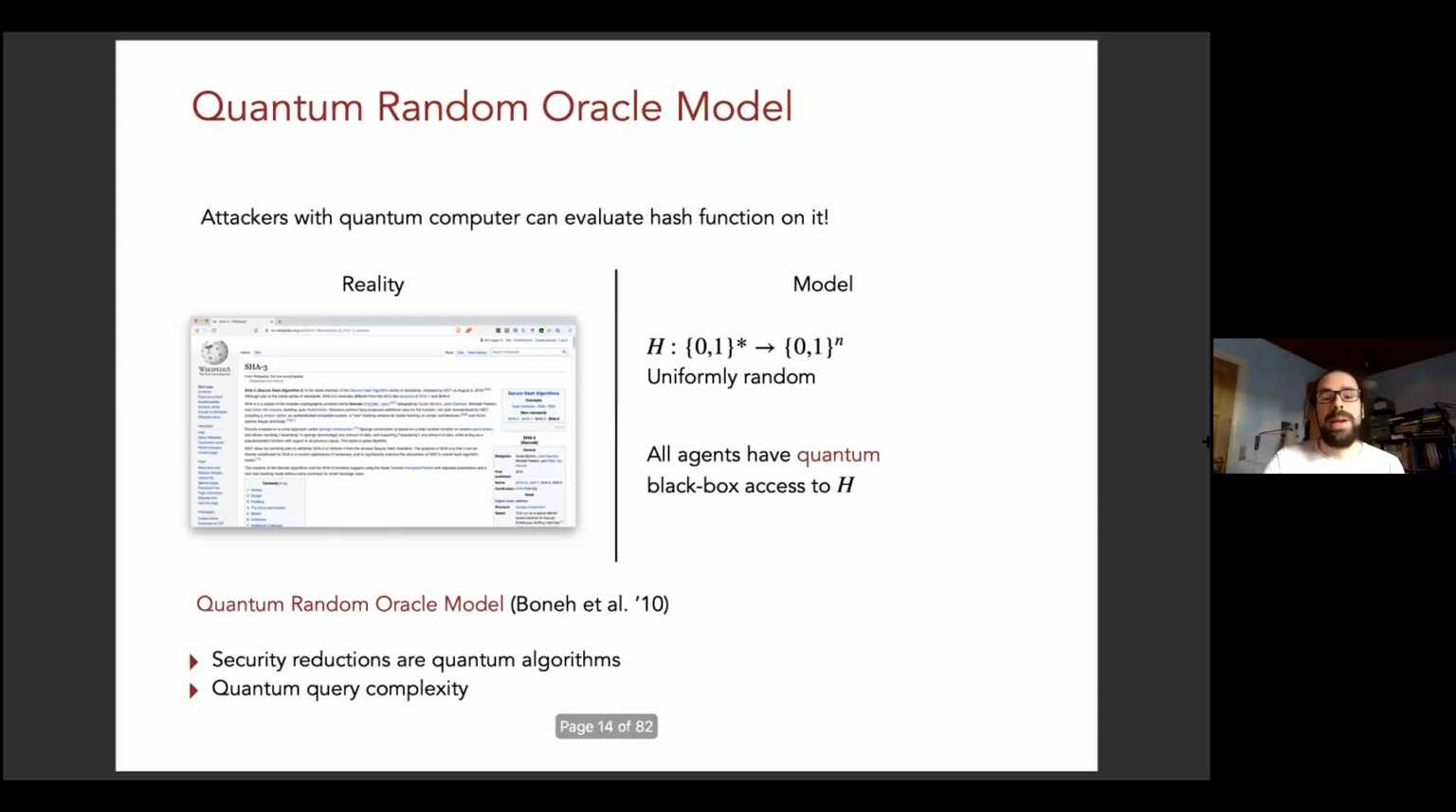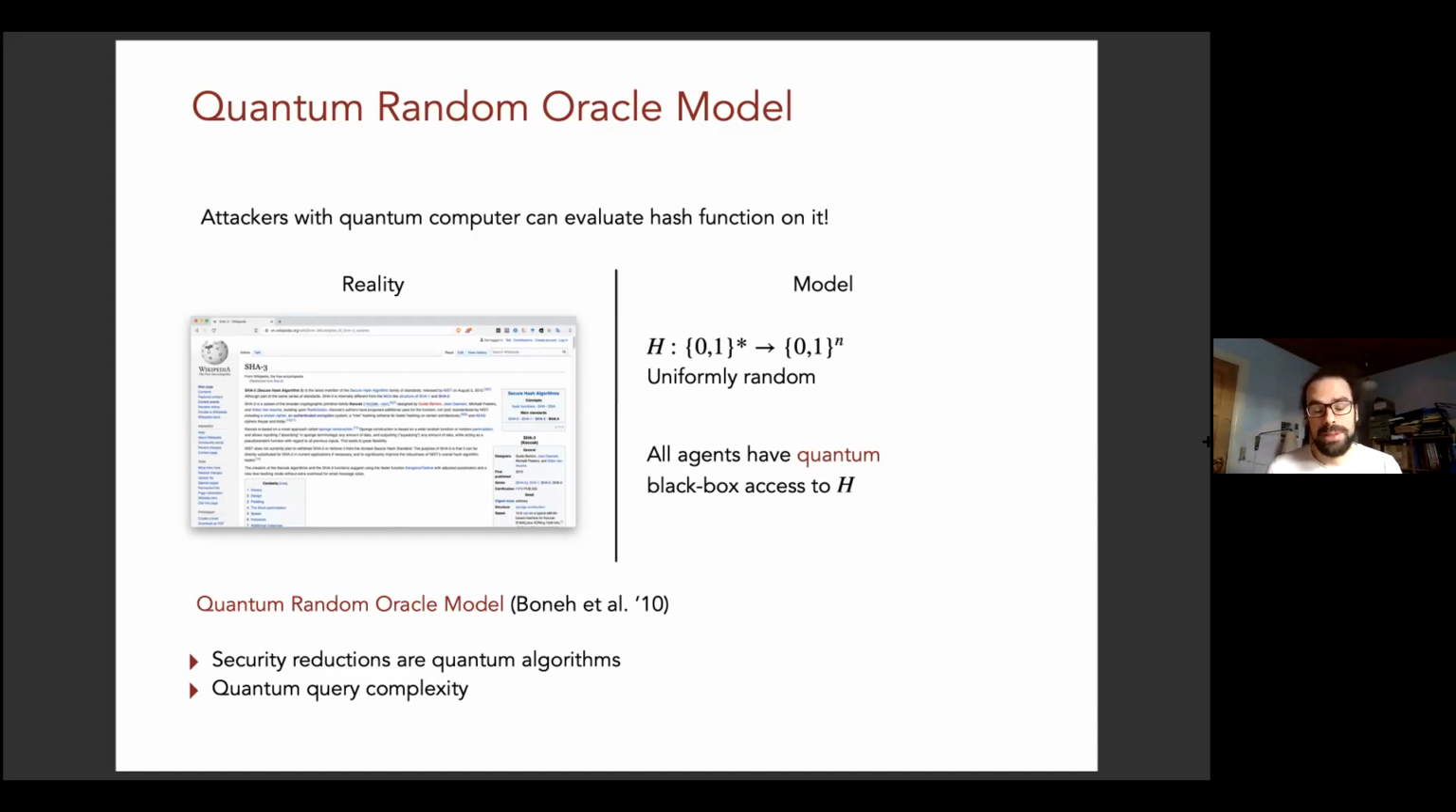Now we want to talk about quantum attacks, right? Post-quantum security and also quantum cryptography. Here we always have to assume that attackers have a quantum computer. And if they have a quantum computer, in reality, of course, they can evaluate the hash function on their quantum computer. To account for that, the model world has to be changed as well. So now we have to provide all agents with the ability to perform quantum evaluation of this random function. And this is basically what the quantum random oracle model is about.